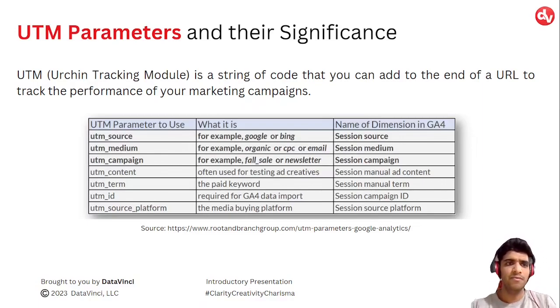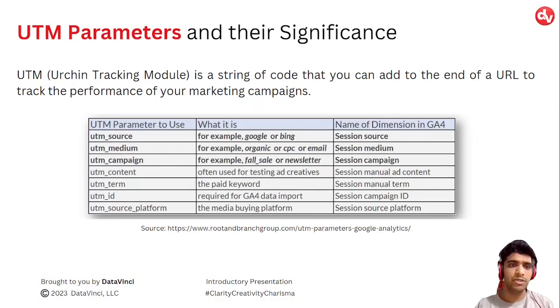Now you might wonder, where does this word Urchin Tracking Module come from? So interestingly, Urchin Analytics was a tool used to track the performance of your digital marketing campaigns, and this particular tool used UTMs to track campaign performance. Later on, Google bought over this tool and rebranded it as Google Analytics, and therefore the name UTM has stayed on from its predecessor. There are multiple UTM parameters that you can use.